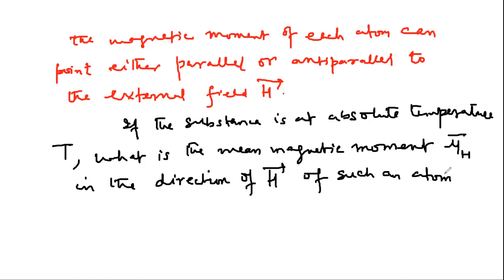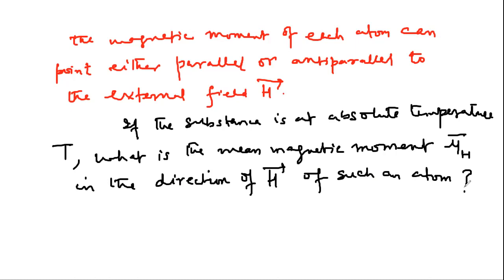Understand the question. Let me check it. So we assume the absolute temperature of the substance is T. Now what we want to figure out is the mean or average magnetic moment mu bar sub H in the direction of the applied magnetic field H of such an atom. So when we talk of this mean, that means we're considering the statistical method.